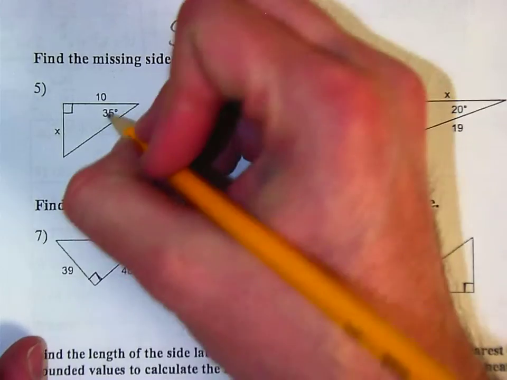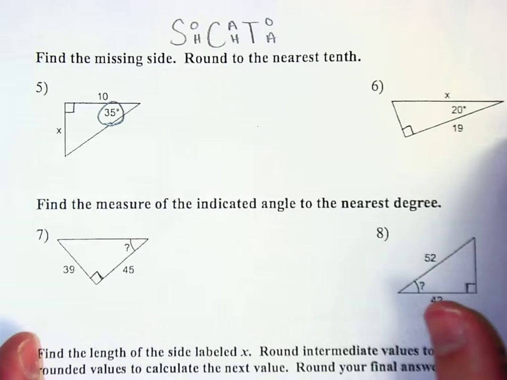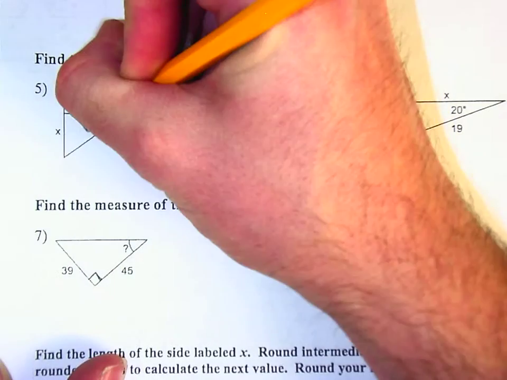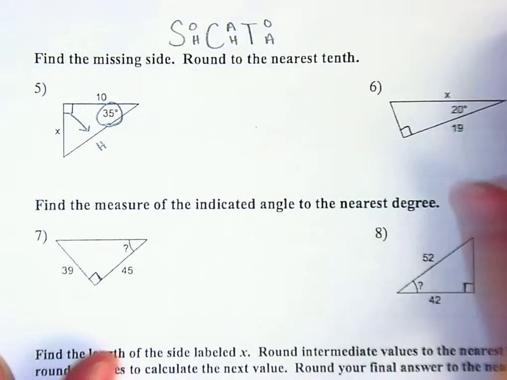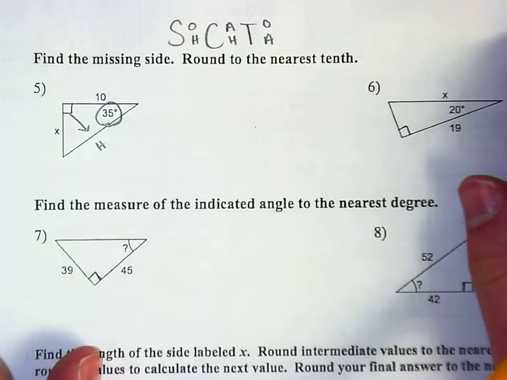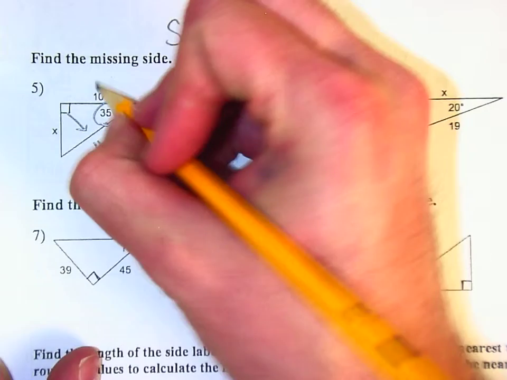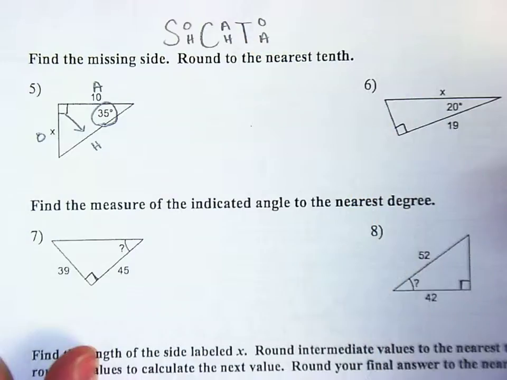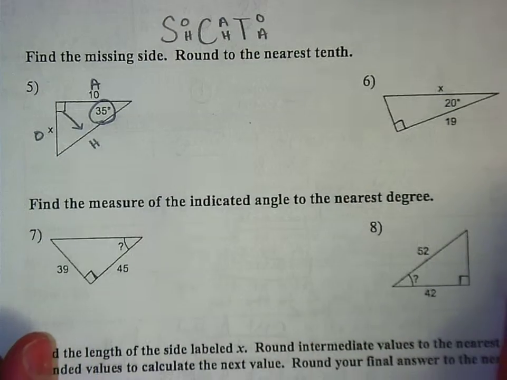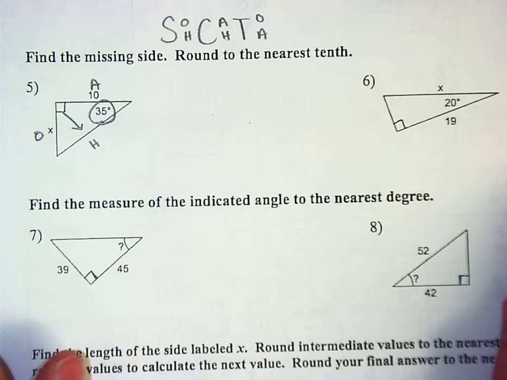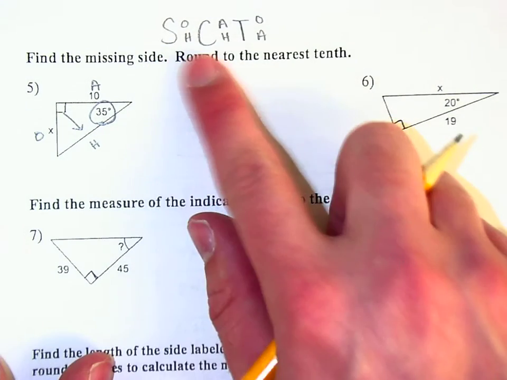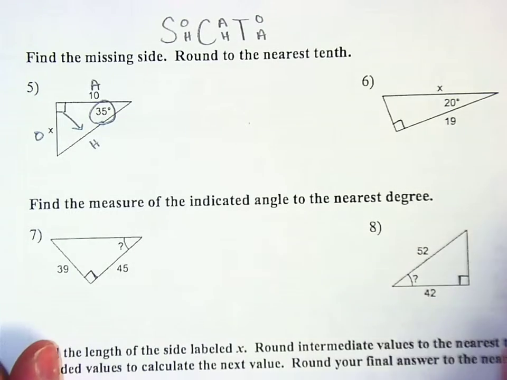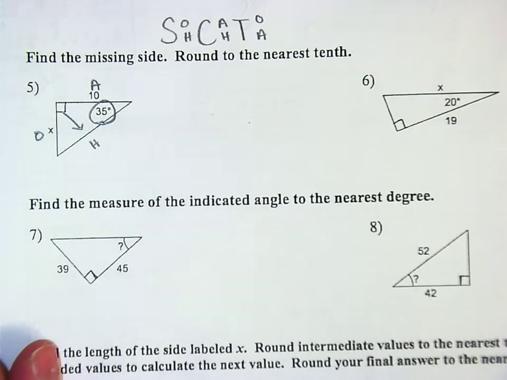So again, just like the last problems, the best thing we can start with is circling our angle and identifying what are my sides. Across from the right angle is the hypotenuse. Next to that angle is the adjacent, and across from it is the opposite. If we're going to find the missing side, we just want to set up a SOHCAHTOA ratio. And the biggest question I've had this unit is, which one do I use?